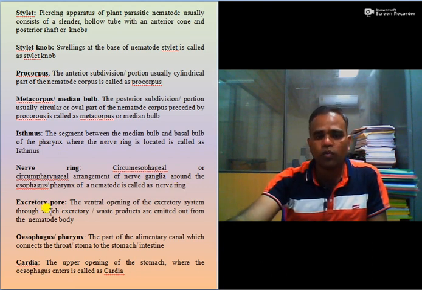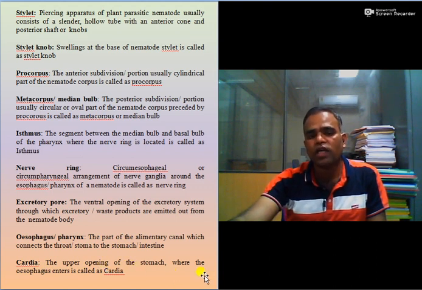Then the excretory pore, the ventral opening of the excretory system through which excretory or waste products are emitted from the nematode body. Esophagus or pharynx, the part of the alimentary canal which connects the throat or stoma to the stomach and intestine. And the cardia, the upper opening of the stomach where the esophagus enters, is called the cardia.